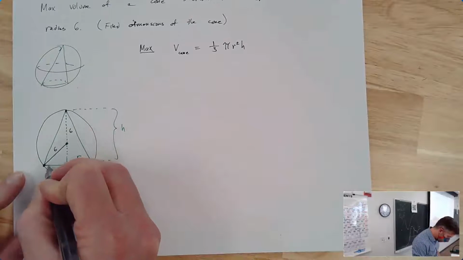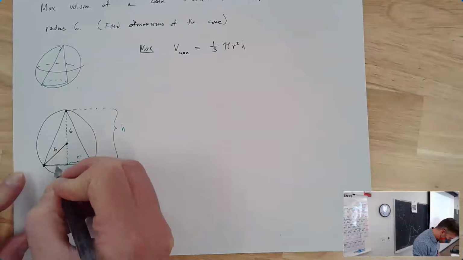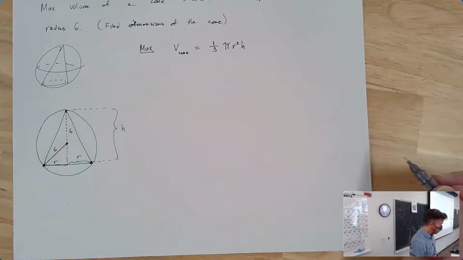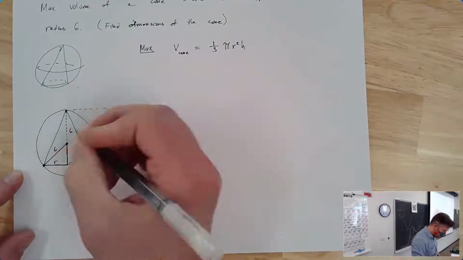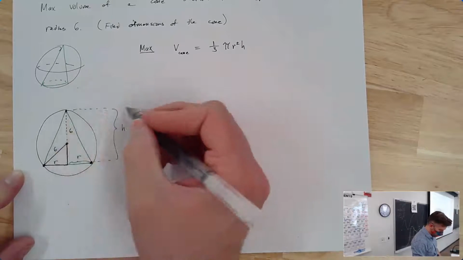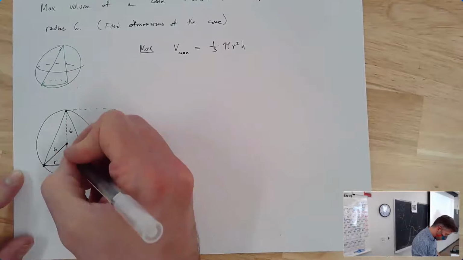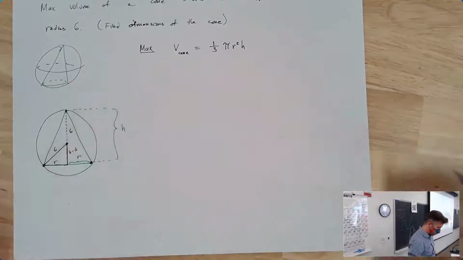Okay, I know this length here is the radius of the cone. And this length here, well, I know that the total length up there is the height. So that length there is the height minus 6.